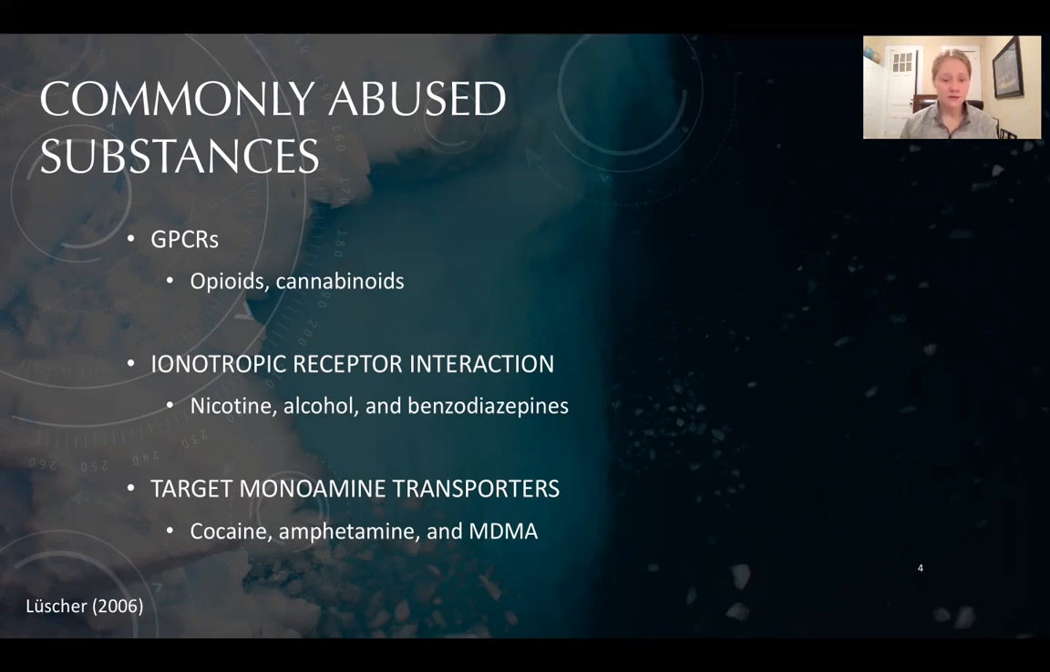MDMA can also be called ecstasy. It stands for methylene, I said it earlier, methylene dioxymethamphetamine, possibly. But anyway, that's what it is.